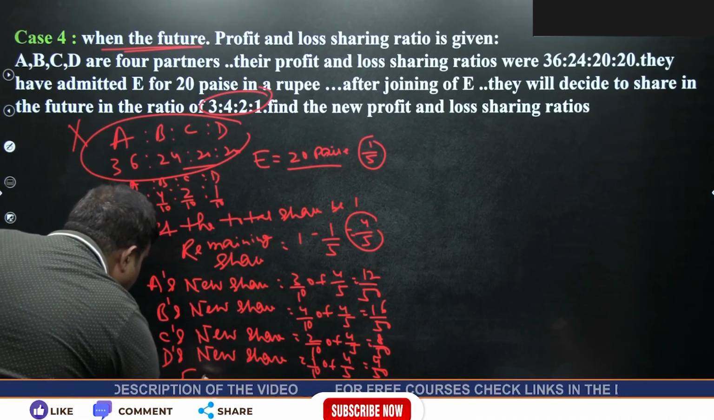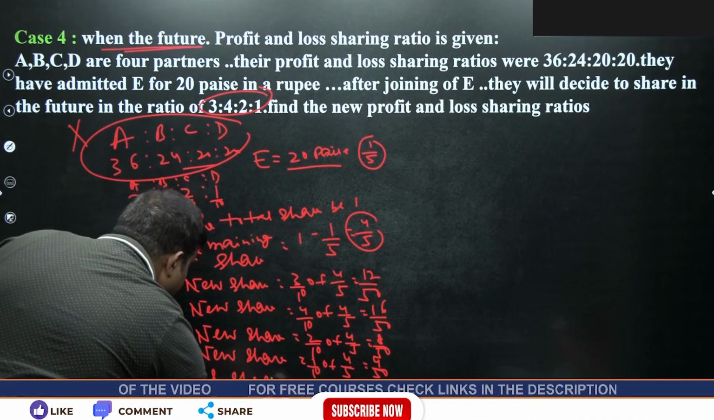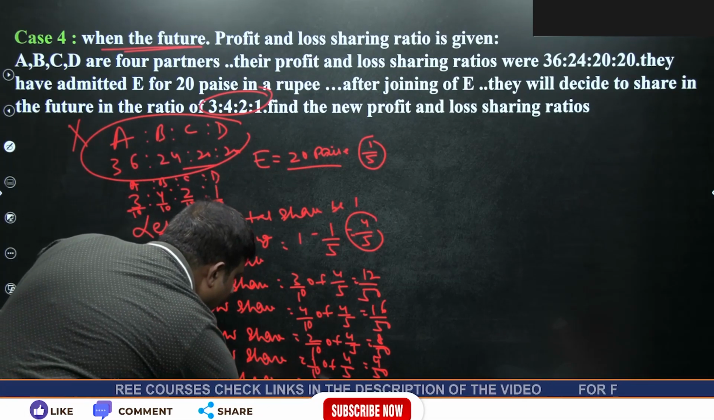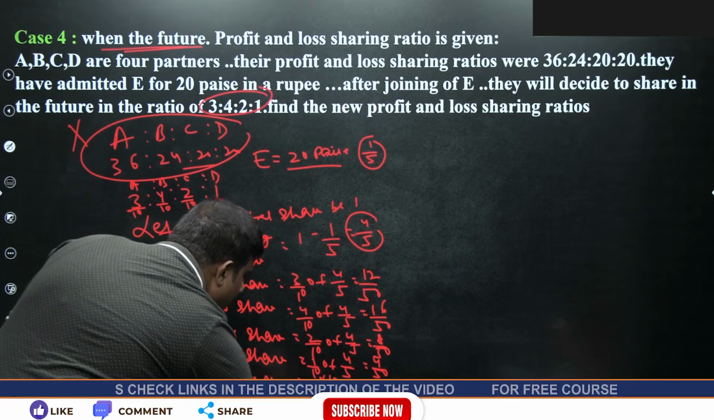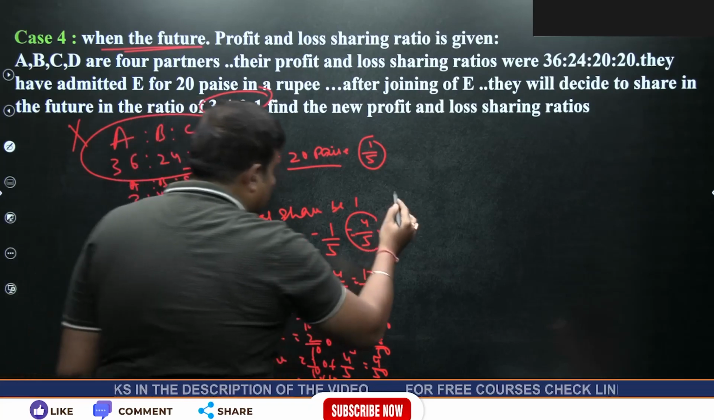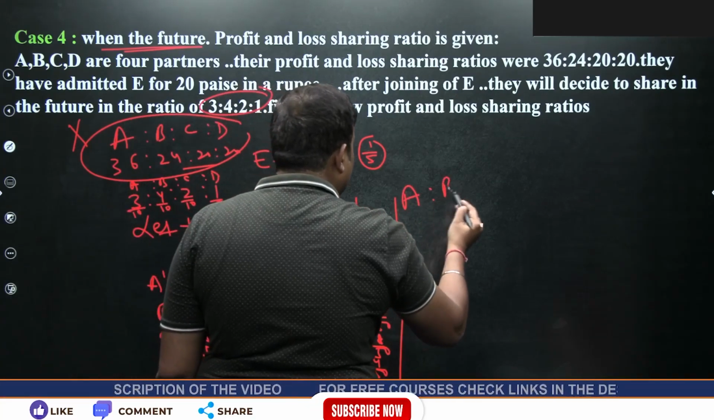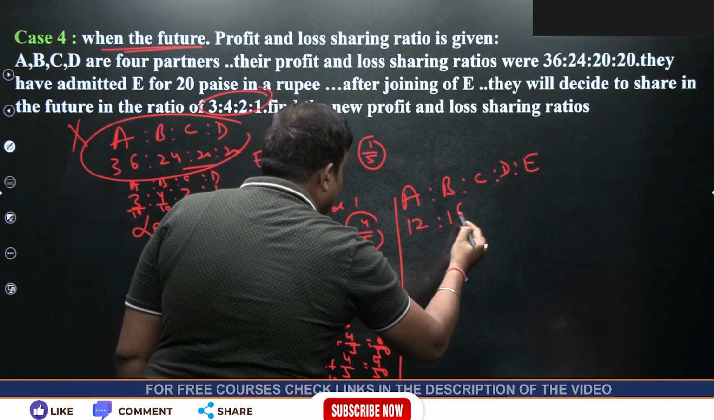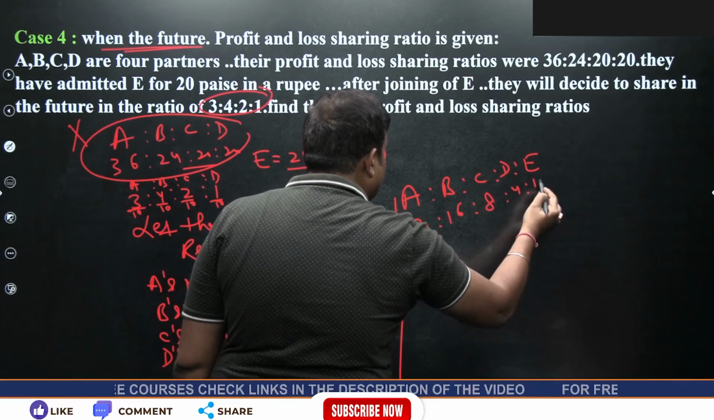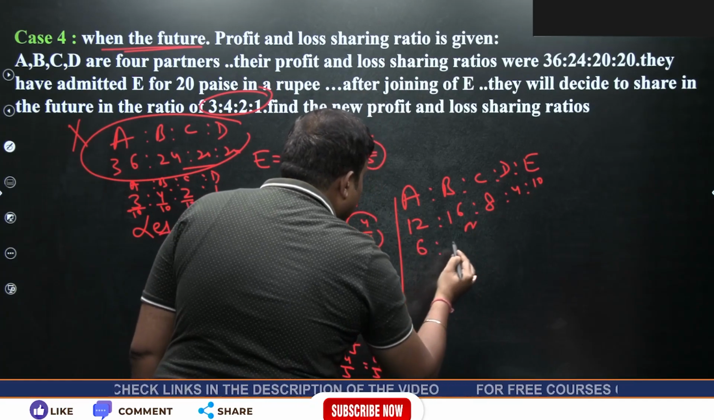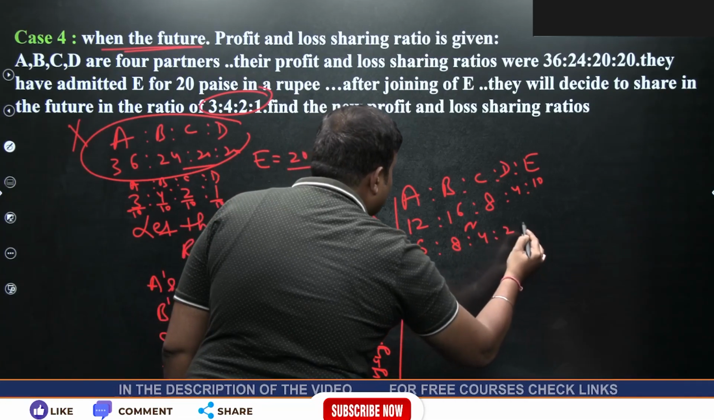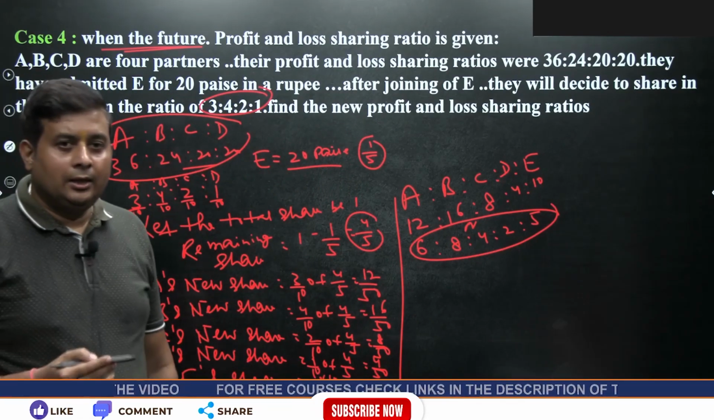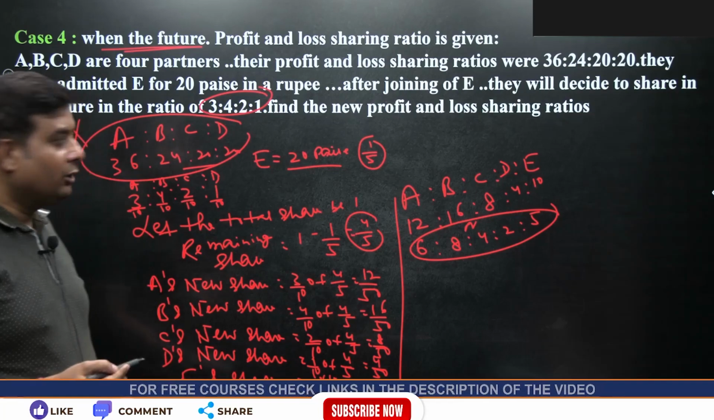And now E's share would be 1/5, actually, 1/5 into 10/10. So this should be 10/50. So the new PSR between A is to B is to C is to D is to E is 12 is to 16 is to 8 is to 4 is to 10. If you could simplify this, so 6 is to 8 is to 4 is to 2 is to 5. So this is the new PSR between A, B, C, D and E. I hope you understand this.